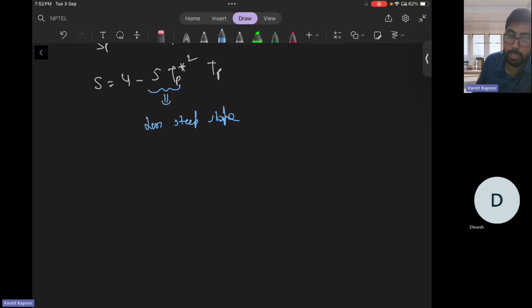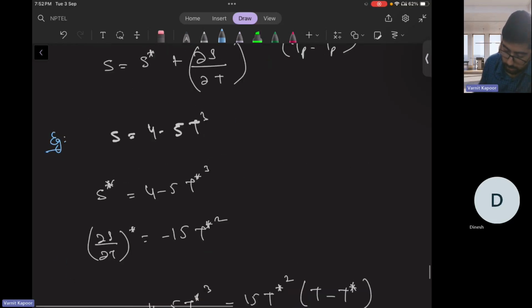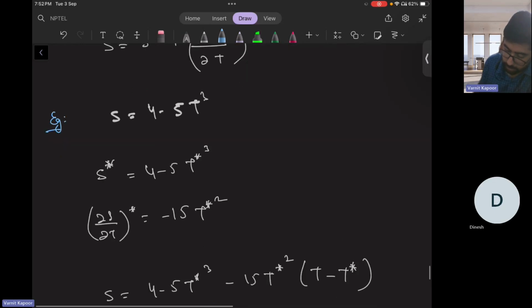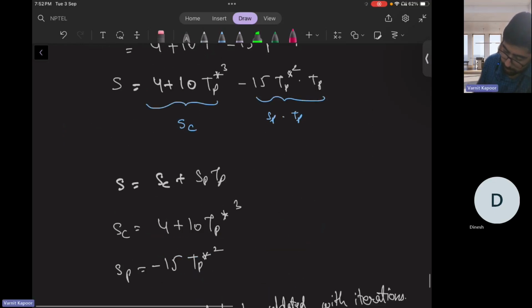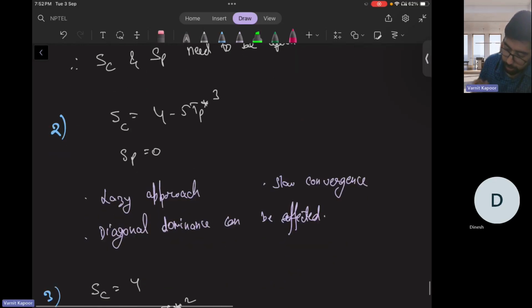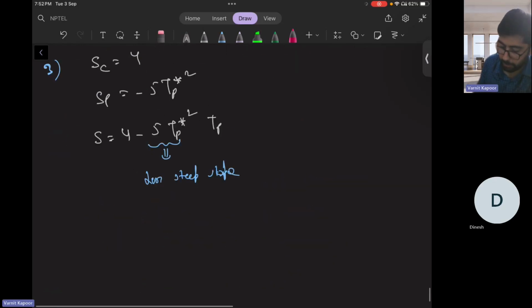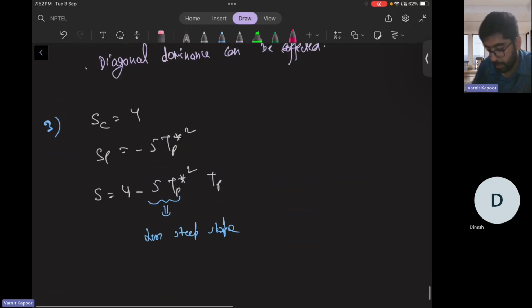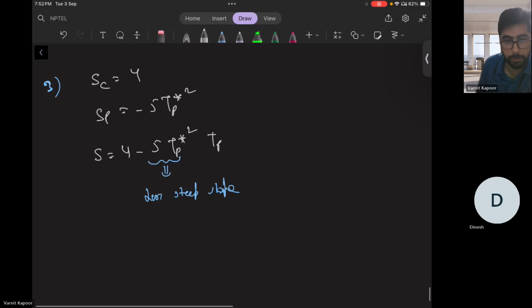So it is also slow to converge compared to the actual case. The actual case was this. Then you put the star values and got this from the actual case. In model 2, you assume that SP is 0, the lazy approach. In the third case, you assume that SP is less steep. So again, it will be slow to converge compared to the actual case.